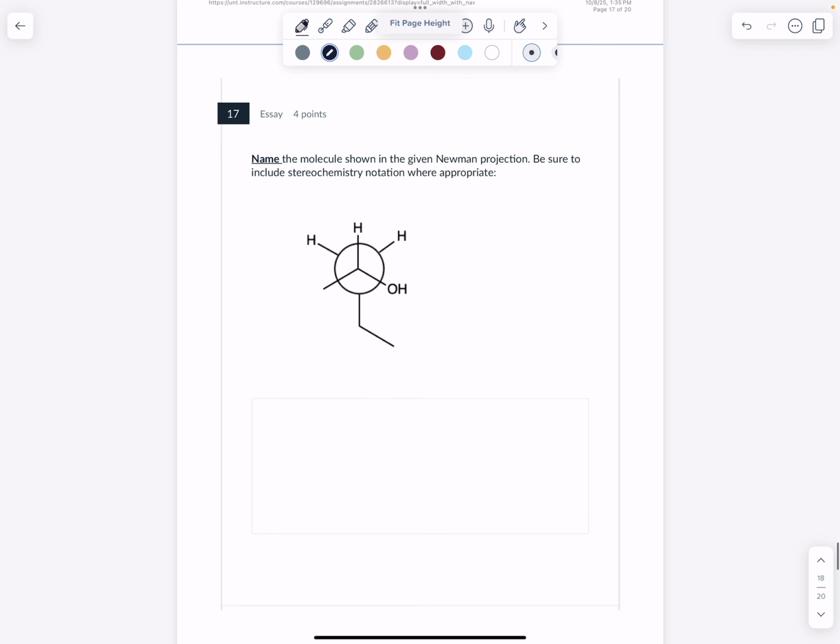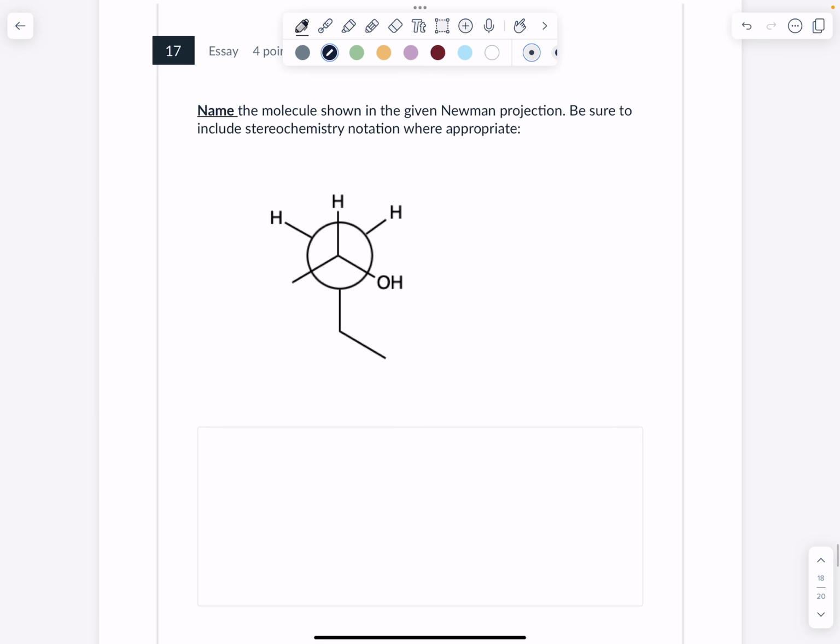Okay, name the molecule shown in the given Newman projection. Be sure to include stereochemical notation where appropriate. So when I'm looking at this, I'm going to number the carbon chain first. That's easiest for me. This is our front carbon, back carbon, 4, 5. So this is a 5-membered carbon, pentane. And it looks like the only substituent it has is on carbon 2. And so I'm imagining we're looking at it from this angle.